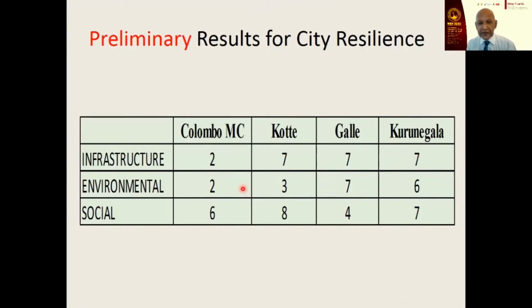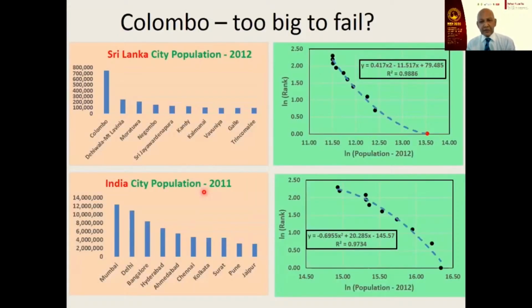But we can come up with the resilience index between 1 and 8 for different cities in this kind of way with respect to infrastructure resilience, environmental resilience, and social resilience. As you can see, Colombo doesn't do too well here. Maybe it's too crowded. Which brings me on to my next slide. Colombo is very, very big.